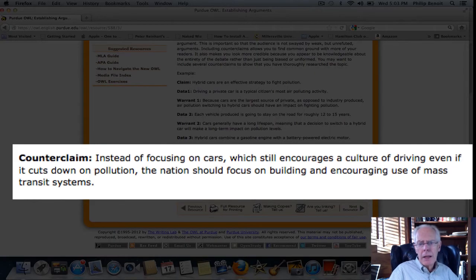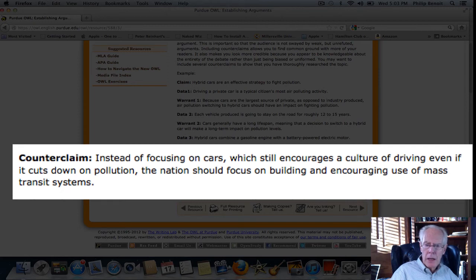Okay, now let's talk about the counterclaim. Okay, the counterclaim is something that argues against your contention, your thesis. We've got to address that to be credible. So here's the counterclaim. Instead of focusing on cars, which still encourages a culture of driving even if it cuts down on pollution, the nation should focus on building and encouraging use of mass transit systems.